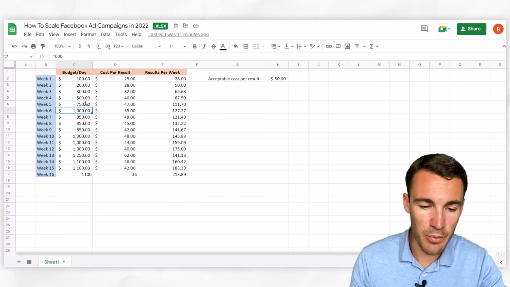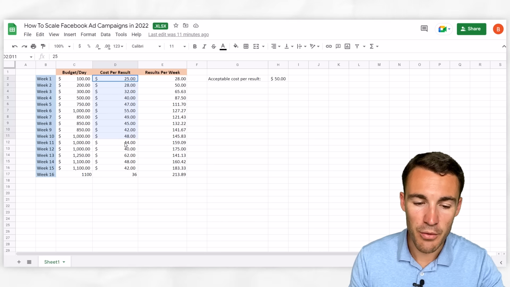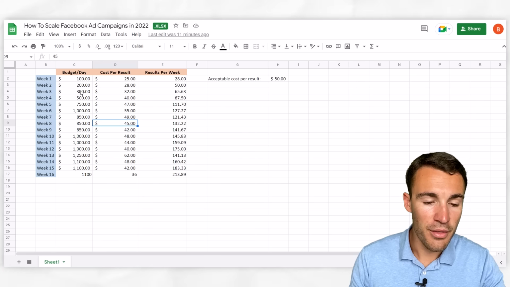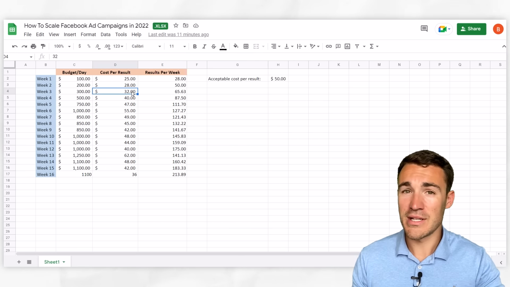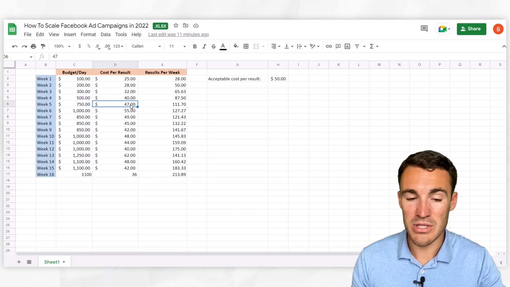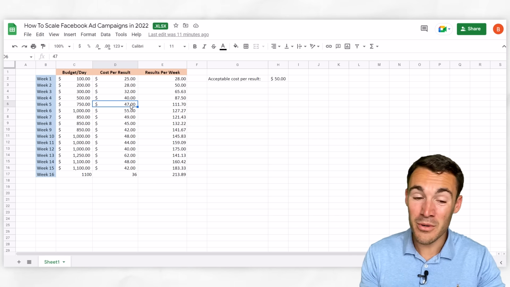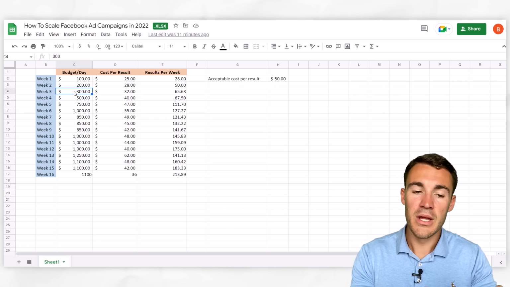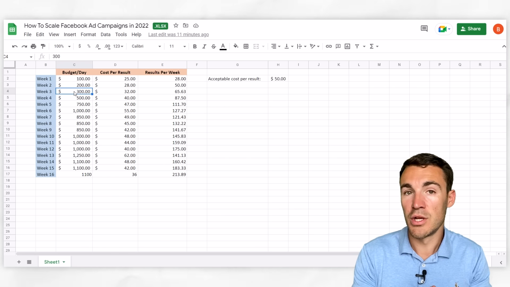So we've given these example numbers, right? Obviously the cost per result is going up big time. And you might say, you know what? $300 a day, a cost per result of 32 is massively profitable, whereas at $750 a day, a cost per result of 47 is only a little bit profitable. We're actually just better off, we make more profit overall if we operate with less volume and spend less. That's also something that you can do.